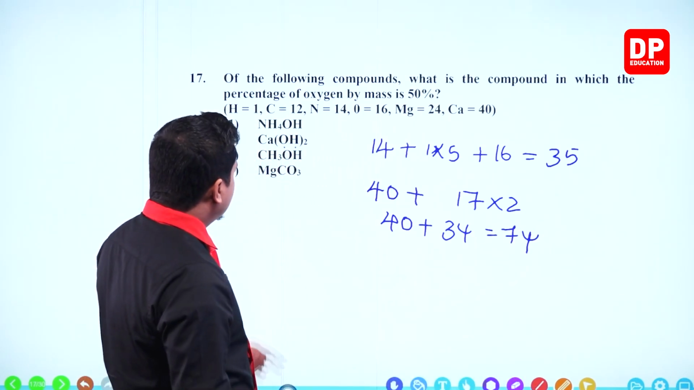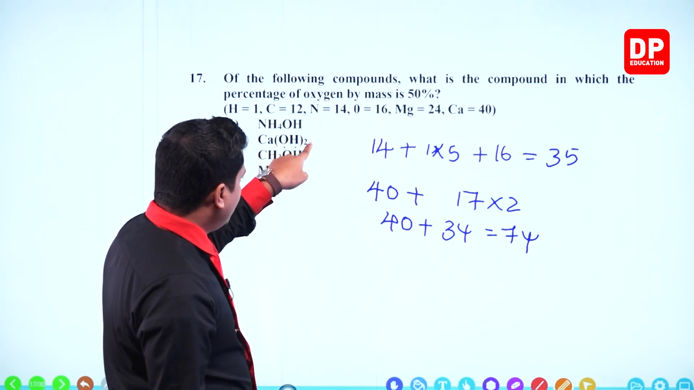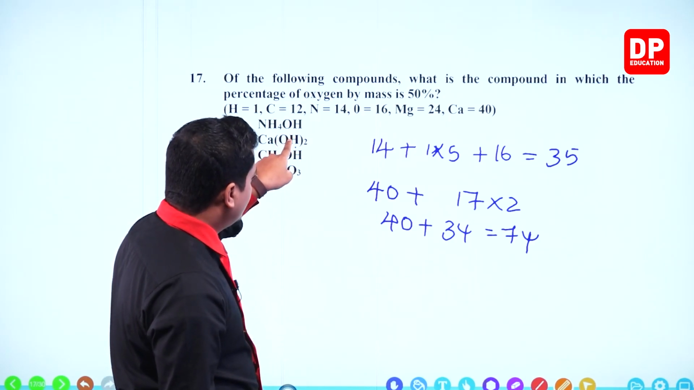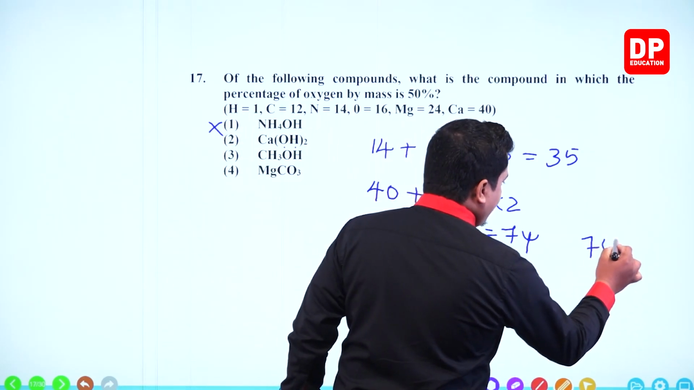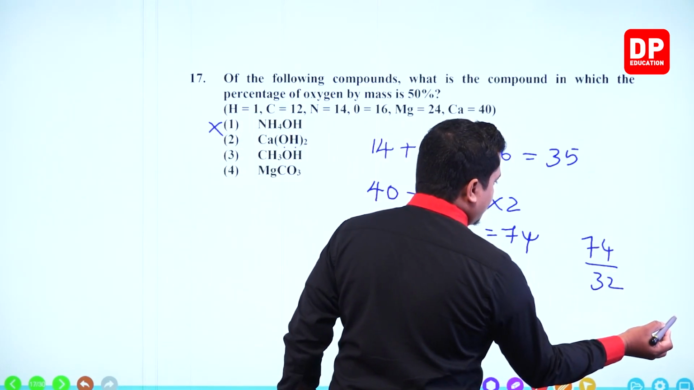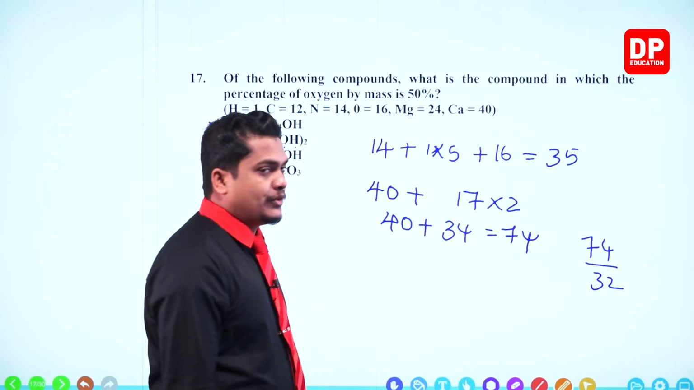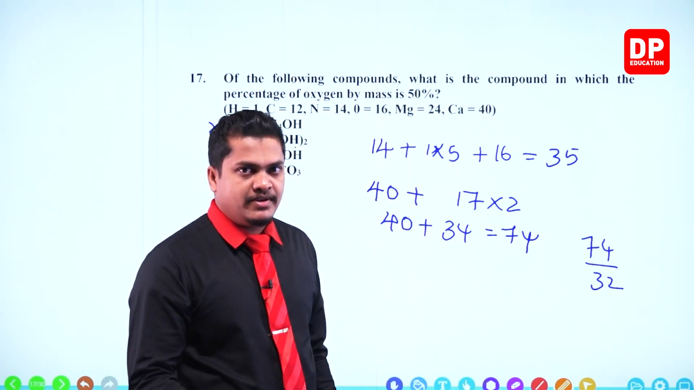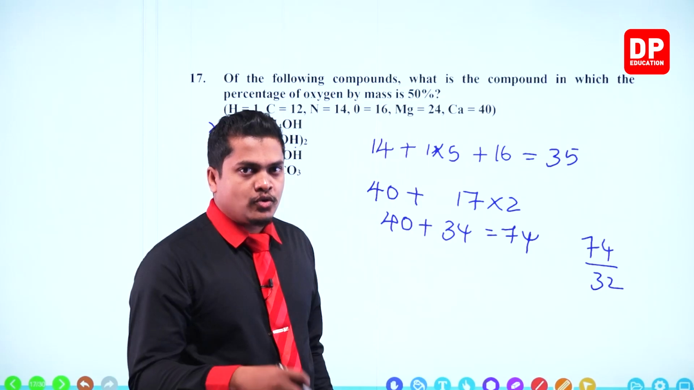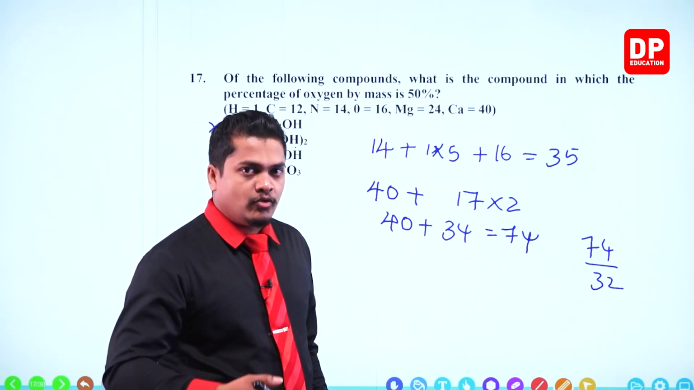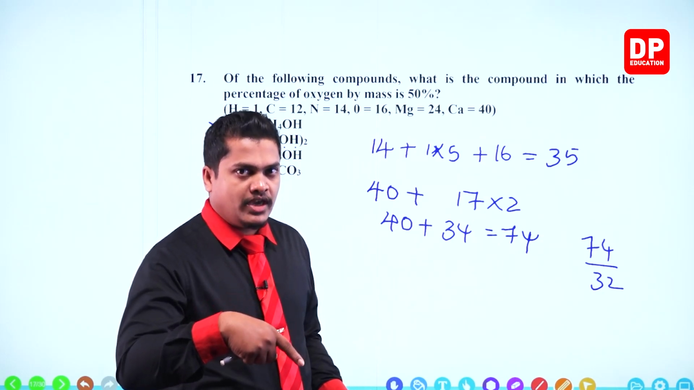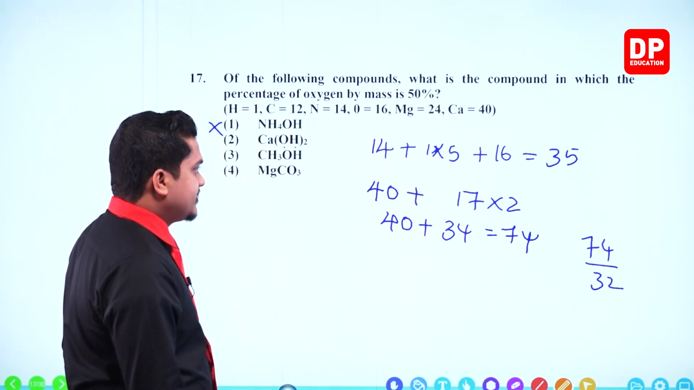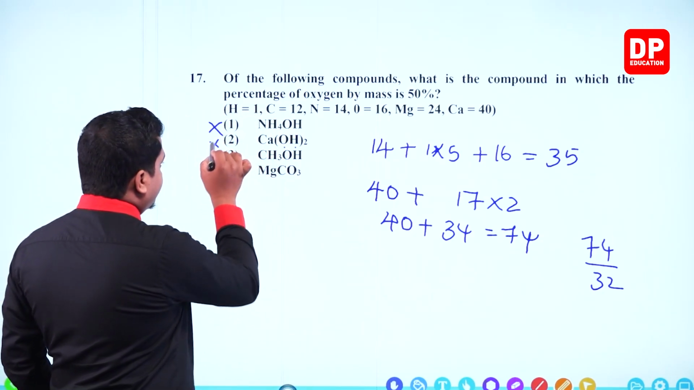74. So oxygen, there is 2 times of oxygen. So 2 times 16, 32. 74 over 32. Once again, it's not getting equal to 2. 50% means, my dear children, it should be half, no? So when you divide the entire one by the oxygen mass, it should be 2. That means the reverse process of the previous one, okay? Right, now let's see. So this is also incorrect.